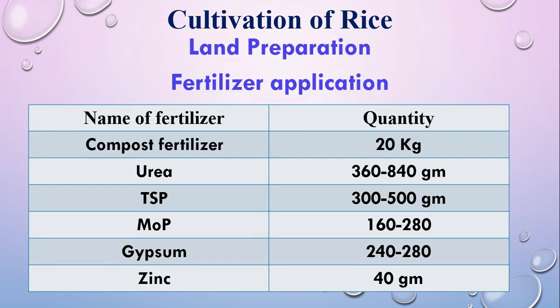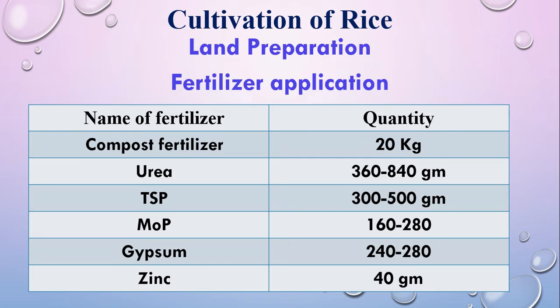For higher yield the land must be fertilized, that is why high yielding varieties uptake a higher amount of nutrients from the soil. Urea, cow dung or compost manure should be incorporated with the soil during land preparation. Except urea, all the chemical fertilizers such as TSP, MOP, gypsum, zinc should be applied before final plowing and incorporated with soil during final land preparation. So you have to remember this one.